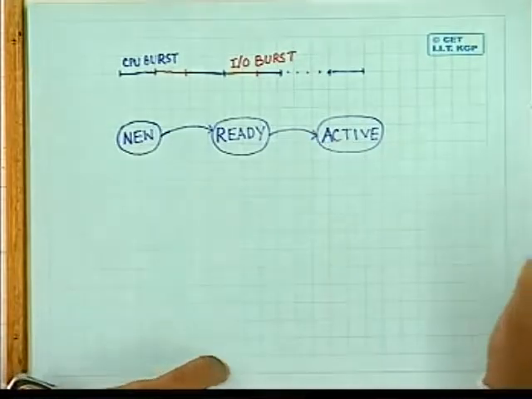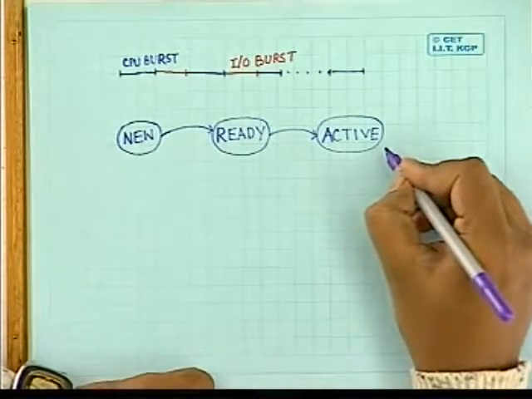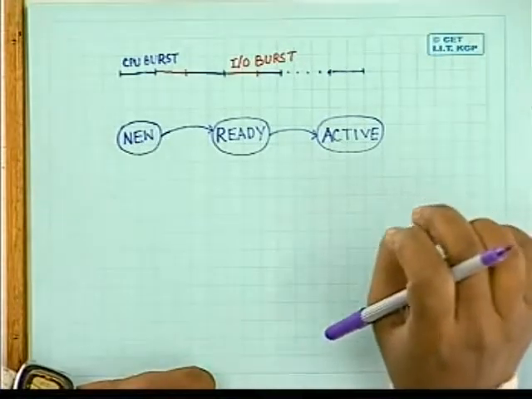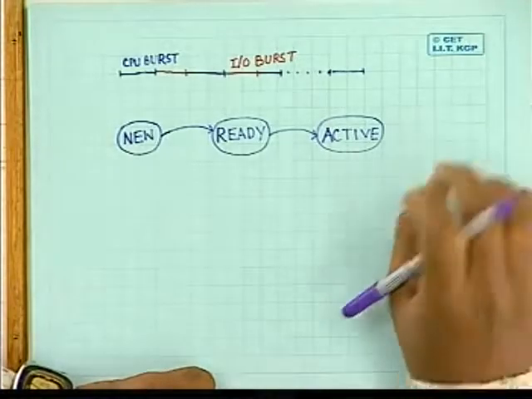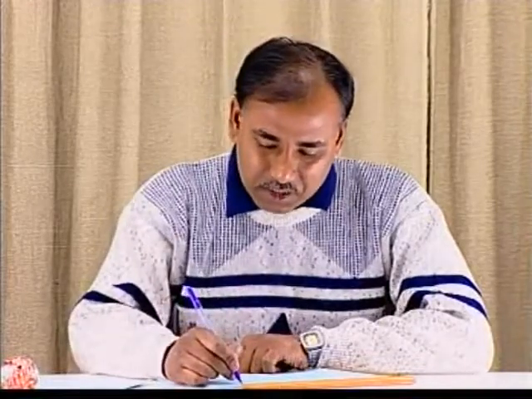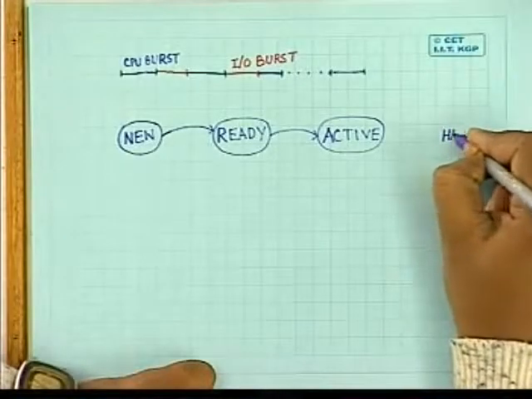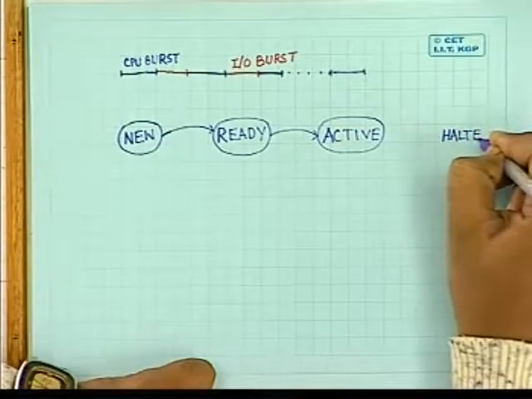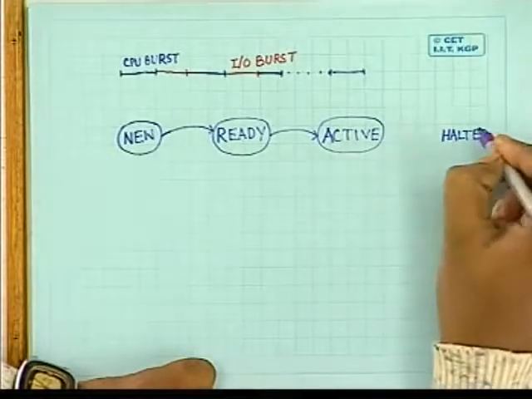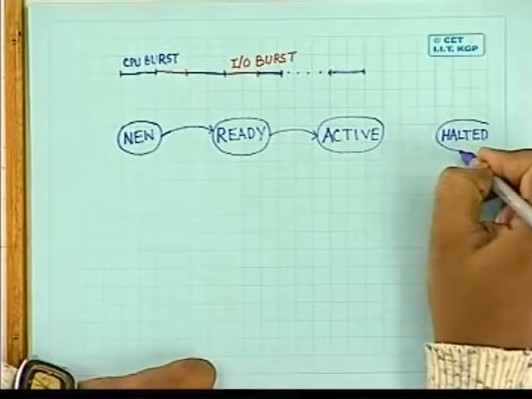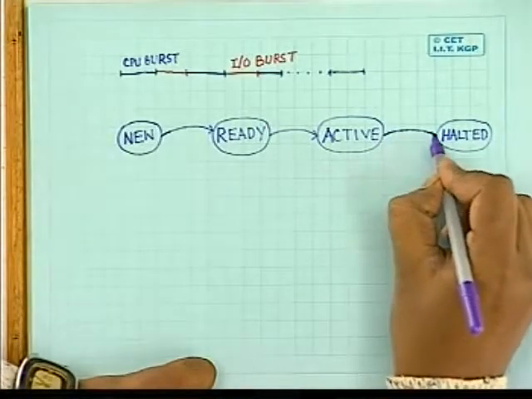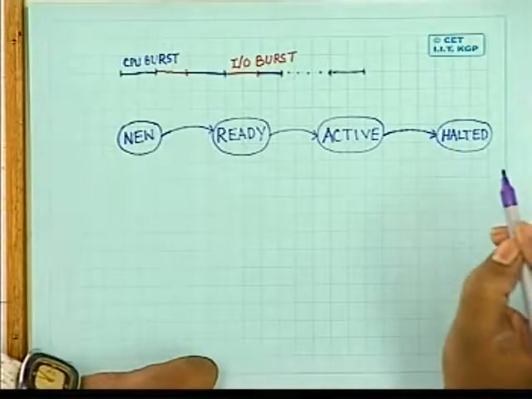The job becomes active from ready. And finally, when the job is complete, that is, all the CPU bursts of the job are complete, and even the last CPU burst for terminating the job is also complete, then the job comes out of the system, and the corresponding state we call the halted state, or you can also call it finished state. But usually the term which is used is halted.